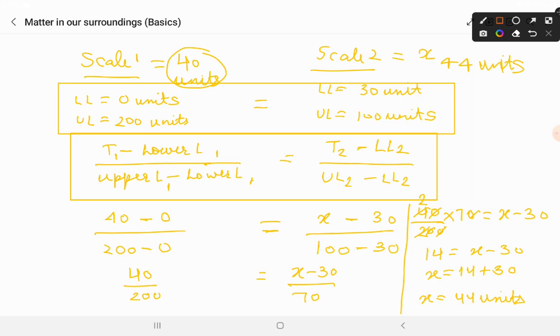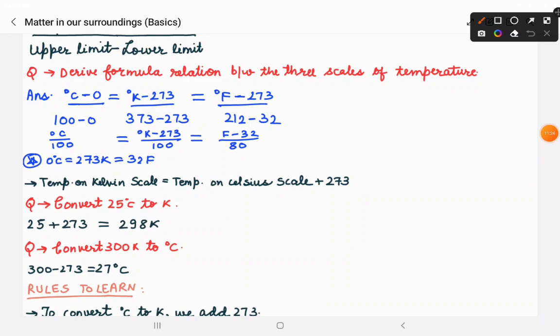Now let us see some examples over here. Now the question given is that derive the formula relation between the three scales of temperature. This is a very important question. It is generally asked in the examinations. Now you have to do nothing here. You have to do the same thing which you can do yourself also. What you have to do is here that you have to put that same thing, that temperature minus lower limit upon upper limit minus lower limit.